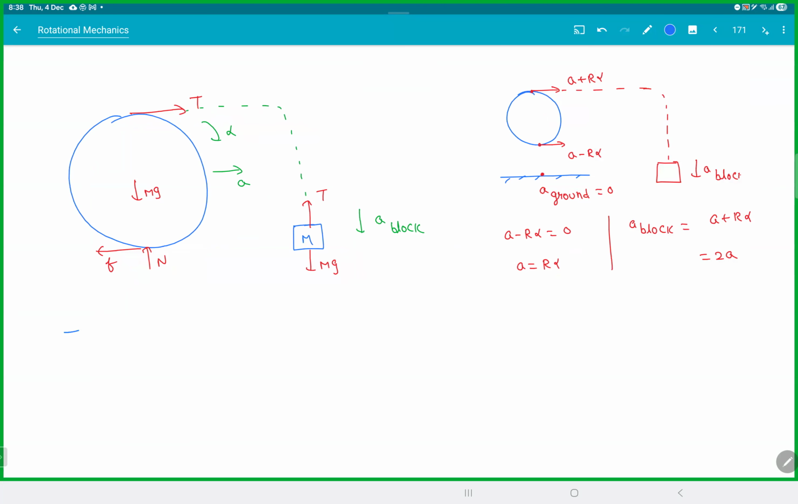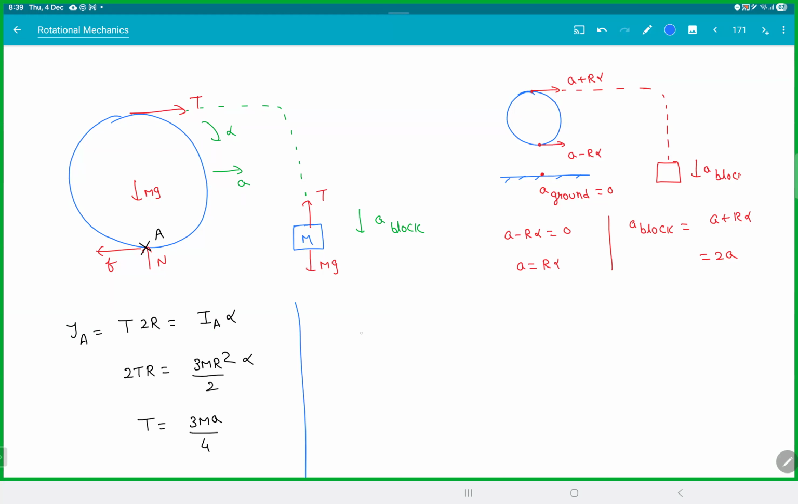Again, like I said, since there's no slipping at the bottom, you can take the torque about A. That saves you a lot of time. So if you take torque about A, the torque of F is 0, of N is 0, of mg is 0, and T into 2R must be I_A alpha. I about A, by parallel axis theorem, is mR squared by 2 plus mR squared, which is 3mR squared by 2. So T is equal to 3mA by 4. A is equal to R alpha.